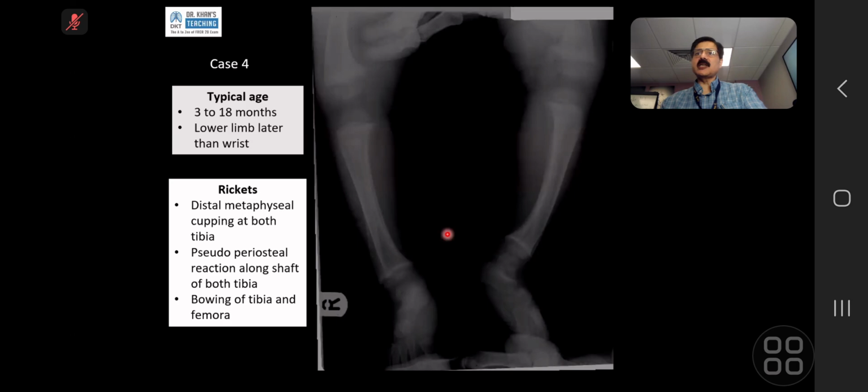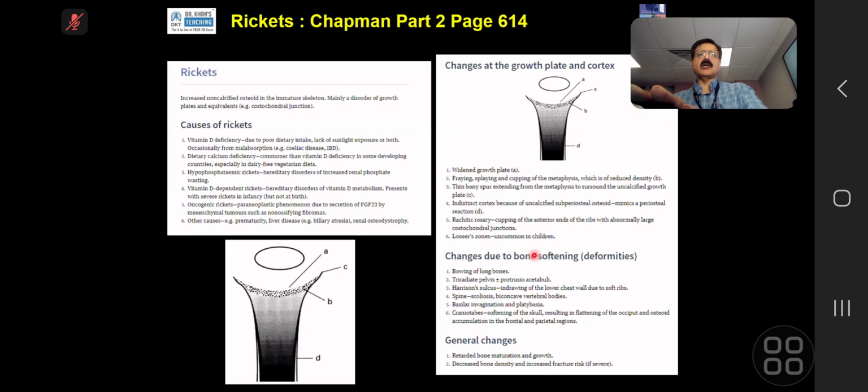And please remember, you will not see it in each and every case of rickets. But in this case, you can see a bit of bowing, you can see a bit of cupping of the distal metaphysis. So what you have learned from this case is that when you are considering the differential, during your description you have to tell the examiner that there is no metaphyseal cupping, no bowing, or there is bowing, etc., pertinent negatives. So this is rickets, again from the second part of your Chapman. I'm going to skip it.